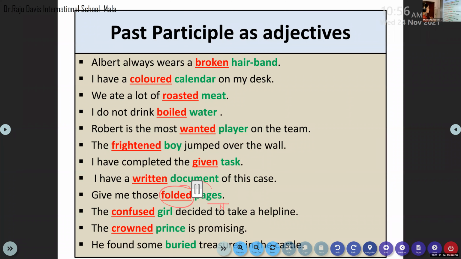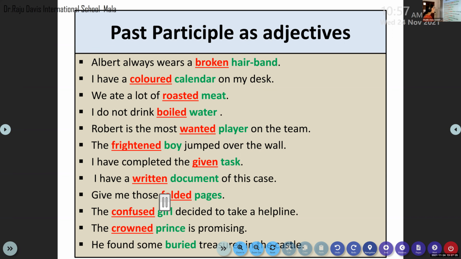Now, the confused girl decided to take a helpline. The girl is totally confused. She doesn't know what to do. So the confused girl, girl is a noun. Confused is a past participle form used before girl, the noun, in the form of a verbal adjective. We are unable to identify the tense of the sentence because it is used here in the form of a verbal adjective, not a finite verb.